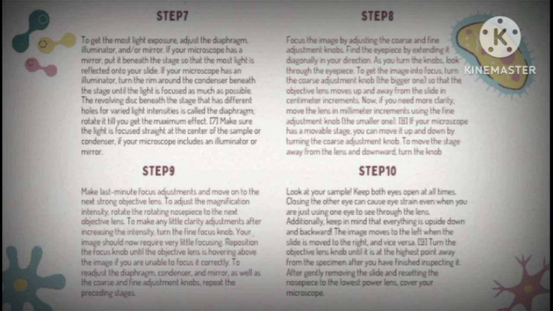Step 9. Move closer to the next stronger objective lens and make any necessary last-minute focus adjustment. Rotate the revolving nosepiece to the next objective lens to change the magnification intensity. Once the intensity has been increased, move the fine focus knob to make any minor clarity adjustment. At this point, your image should require minimal focusing. If you cannot focus the objective lens correctly, move the focus knob until it hovers above the image. Repeat the previous step to adjust the condenser, mirror, and the coarse and fine adjustment knobs.